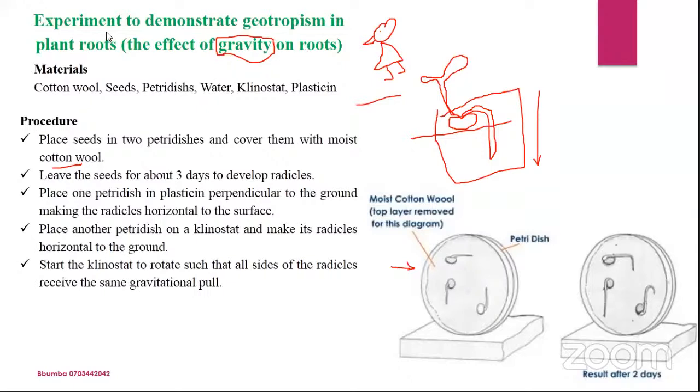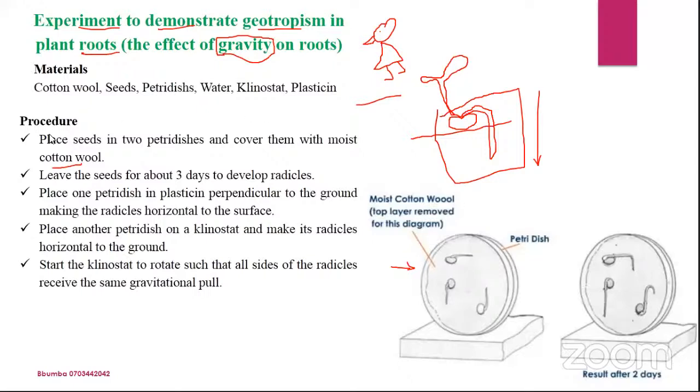I was still telling you that this is an experiment to demonstrate. Demonstrating means showing. Demonstrate geotropism. Geotropism just means a growth response towards gravity. So geotropism in plant roots. So we are looking at plant roots. Why is it that they grow downward?